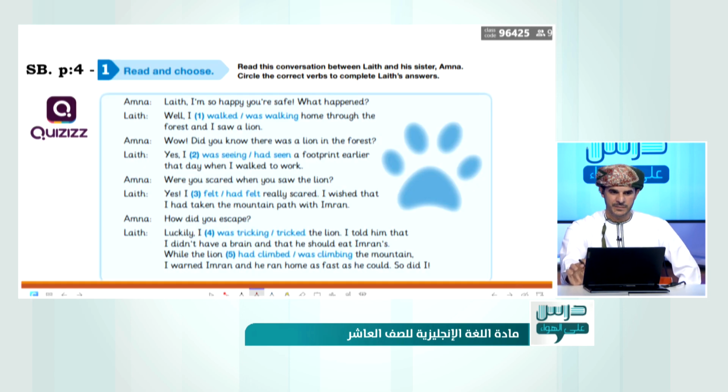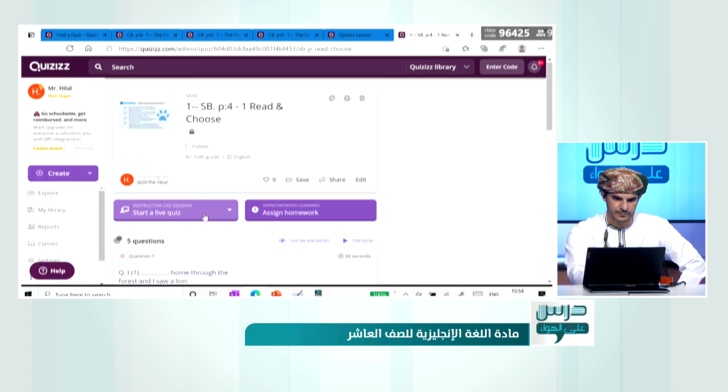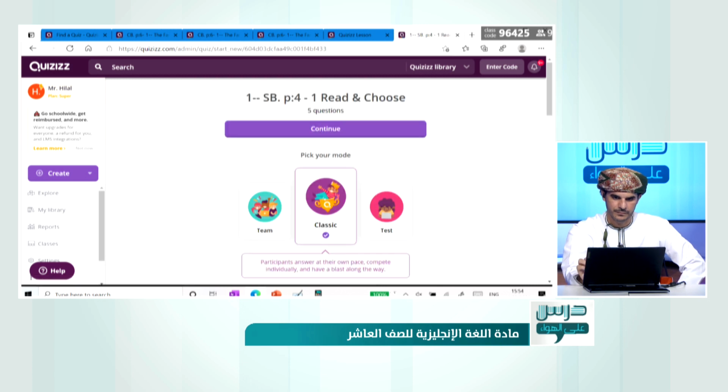Please open your skills box, page 4, activity number 1. I will have a short quiz here if we have time. Read this conversation between Layth and his sister. So Layth is talking to his sister Amna. Circle the correct verbs to complete Layth's answers. So choose either past simple or past continuous or past perfect. Okay? Should we go on? I want you to finish it quickly, as quick as possible.